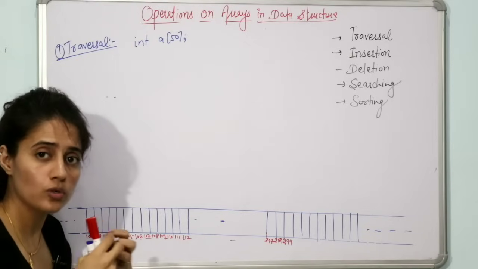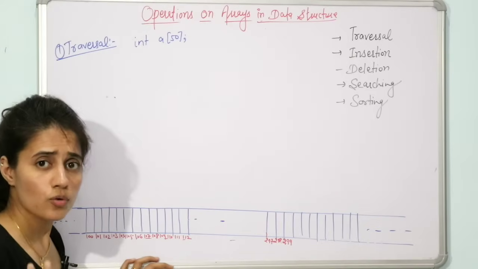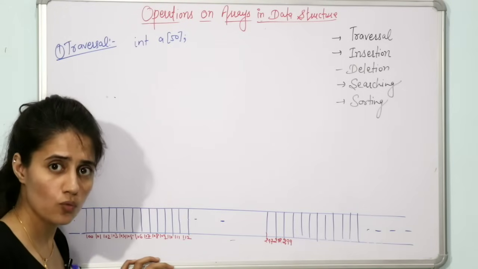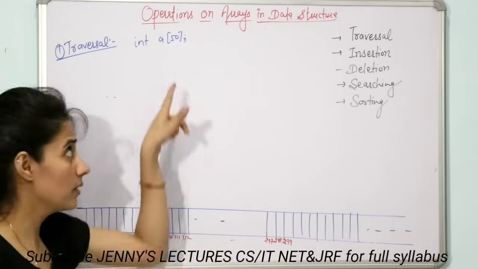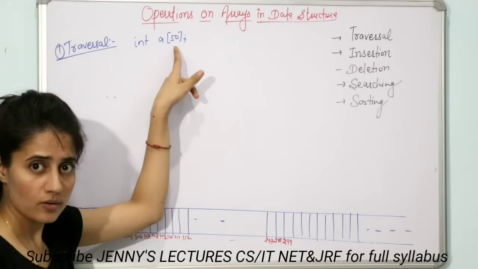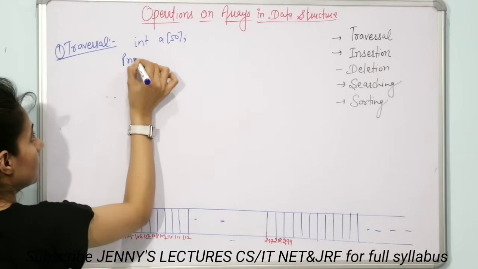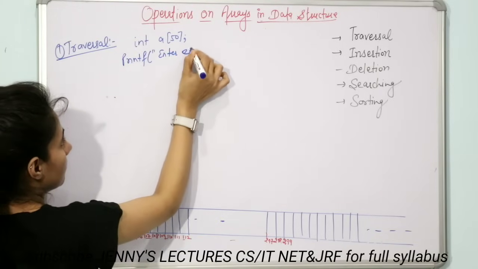We are going to take the input from the user. Next, you can ask the user how much data they want to insert in this array. What is the actual size of the array? This is the maximum size, the maximum limit. So you can ask the user: printf enter size of array.